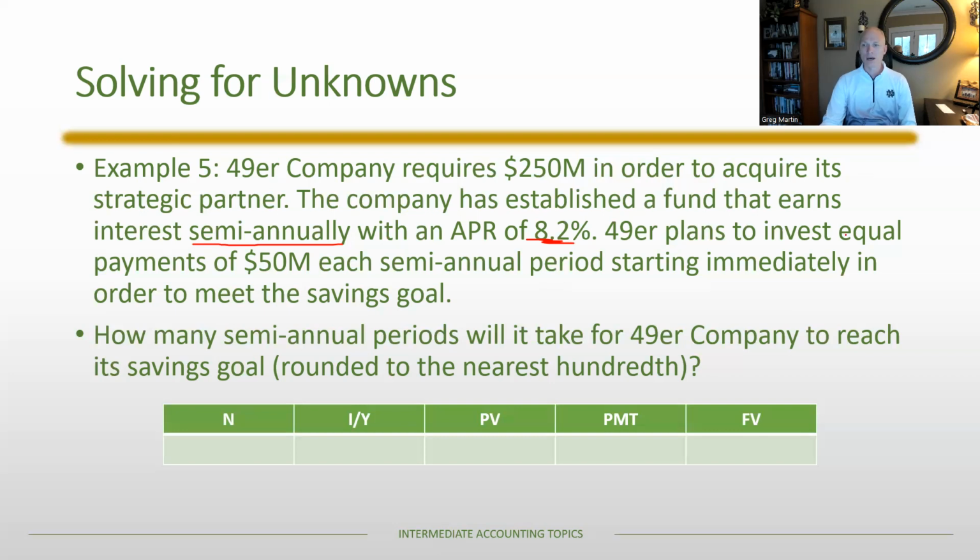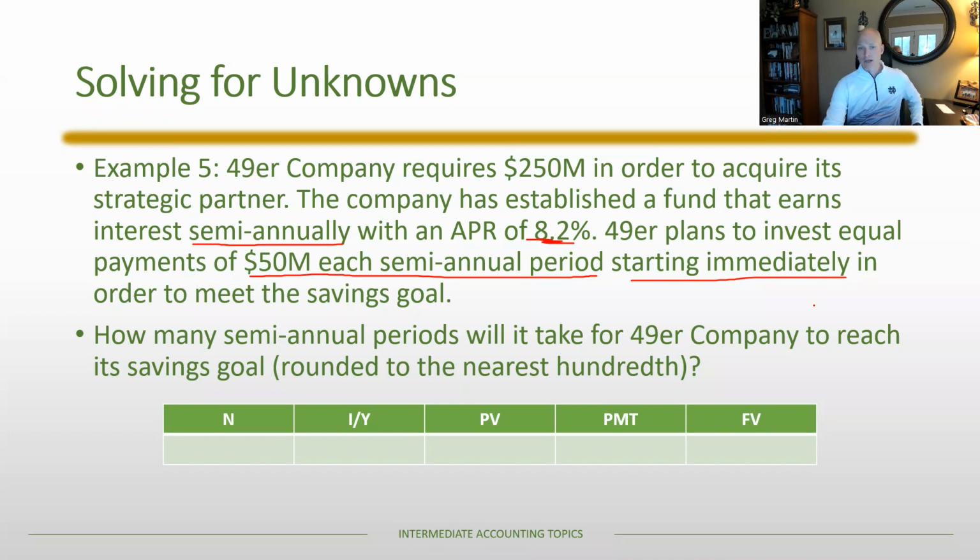They want to make equal payments of $50 million into that, one into each semi-annual period, and they want to start making those payments immediately. So they're going to put $50 million in each and every semi-annual period, and the payments are going to happen at the beginning of each semi-annual period. So again, ding, ding, ding. Remember, we got to set it to the beginning of the period. And so how many semi-annual periods is it going to take for them to reach that savings goal? How many times do they have to do that to reach $250 million?